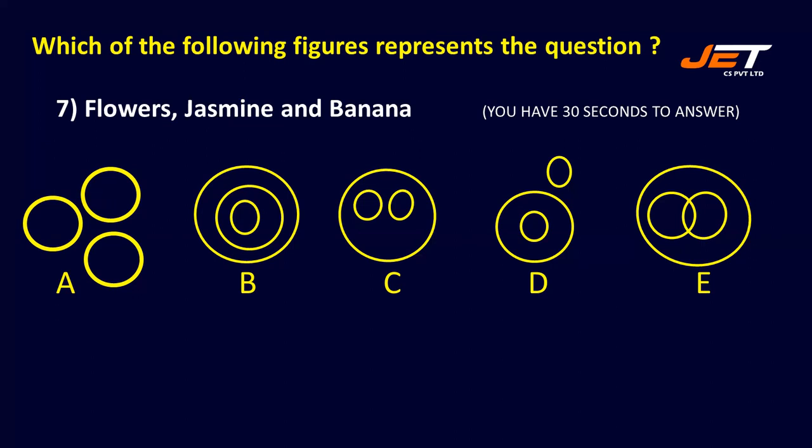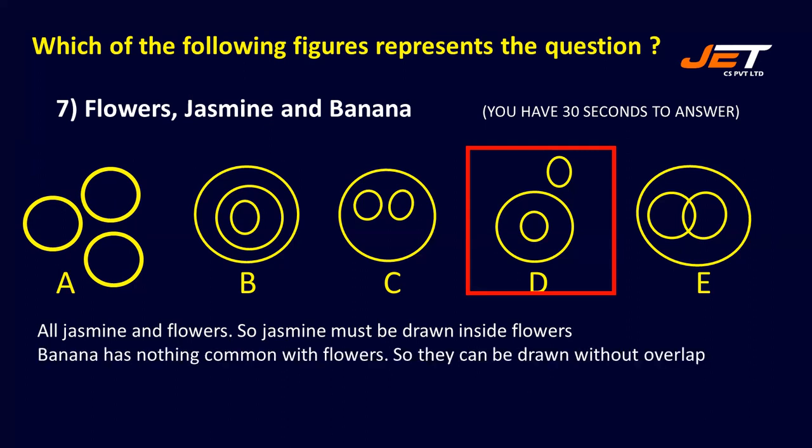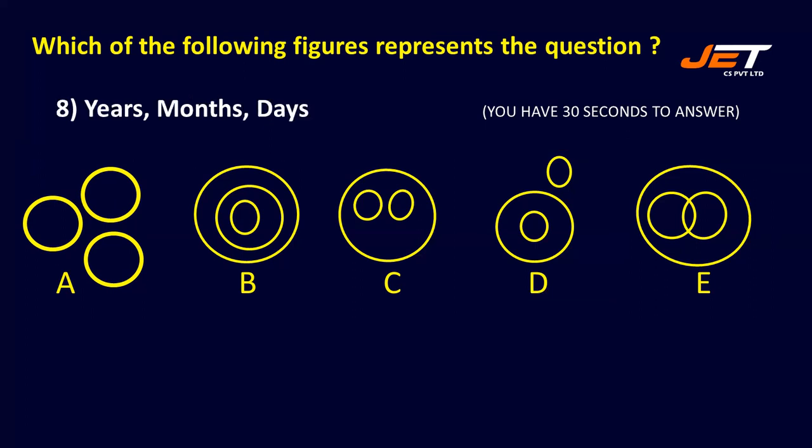So 5 options are given. So we need to choose the correct option. Right. The correct option is D. Yes. How D is the correct option? Here goes. All jasmine are flowers. So jasmine must be drawn inside the flowers. Banana has nothing common with flowers. So they can be drawn without overlapping. Yes. Right. The next is years, months, and days.